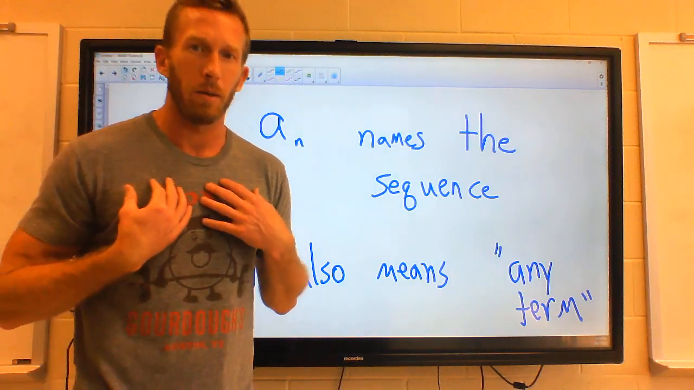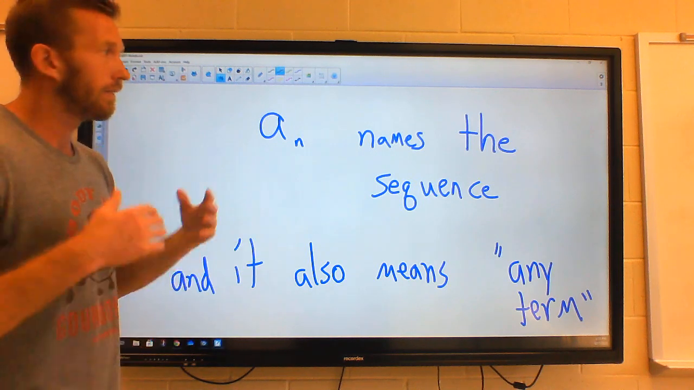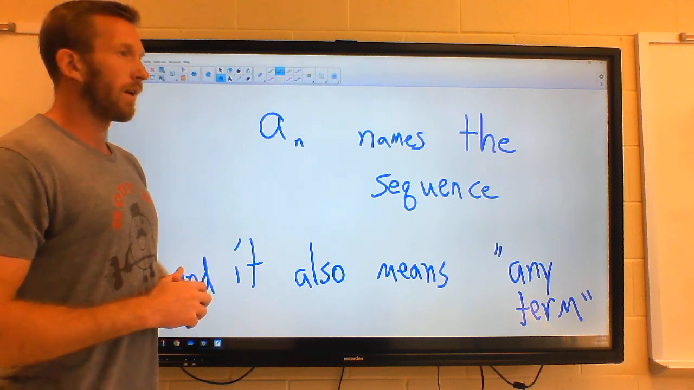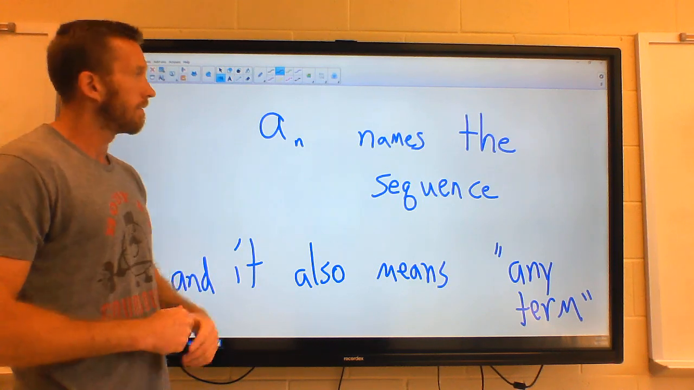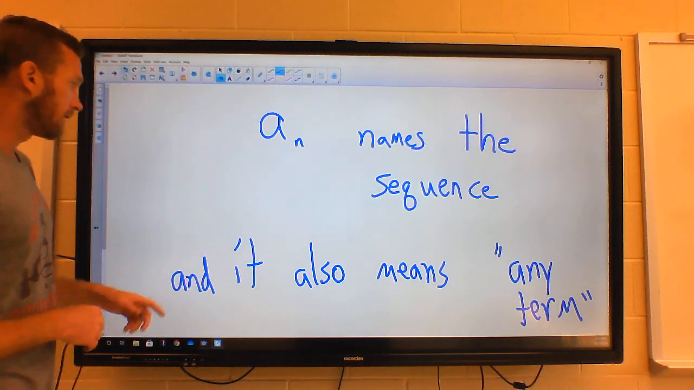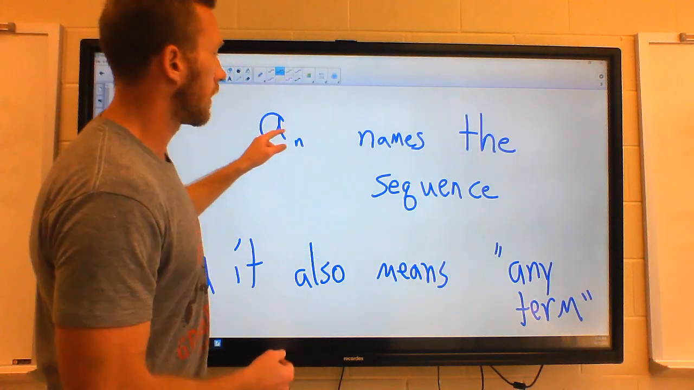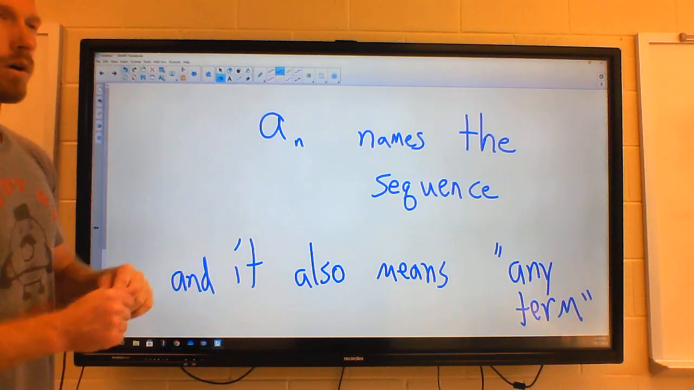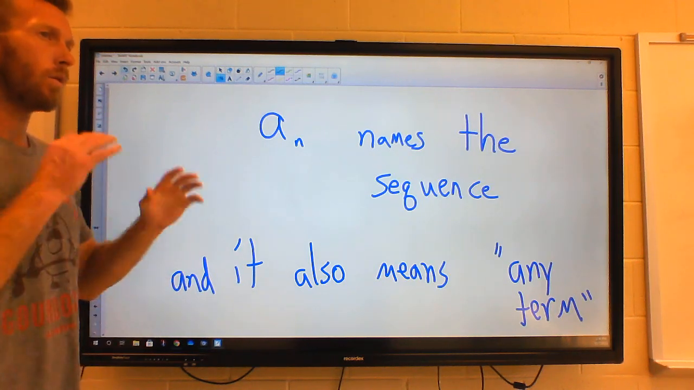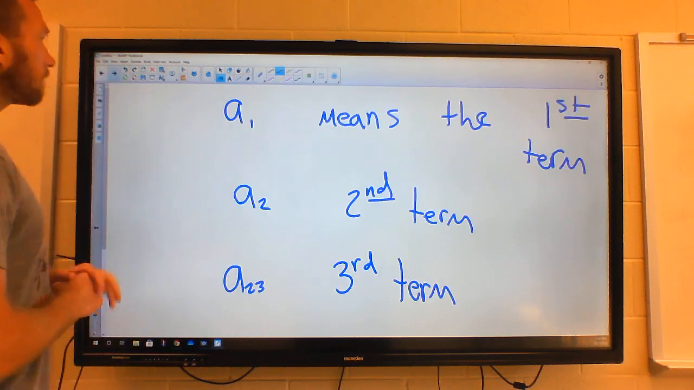But for shorthand, we typically just say a5 or a7, or a sub 7 is the more mathematical way of saying it. But I'll just say a_n, even though it's really a subscript n. a_n names the sequence, but it also means any term. Keep that in your notes. A subscript n means any term, or a specific term number that we're at, or the current term.